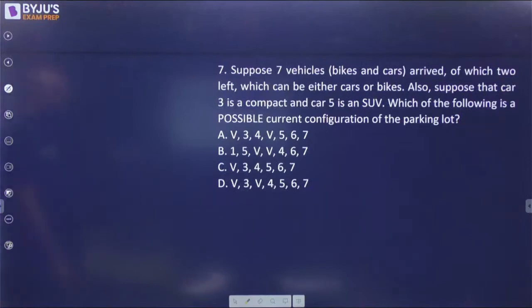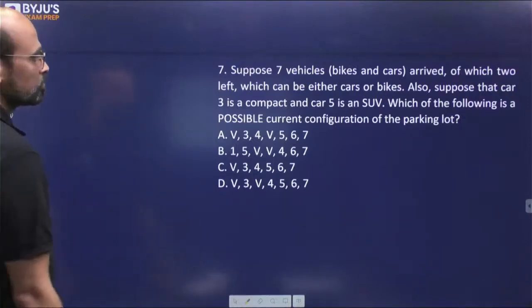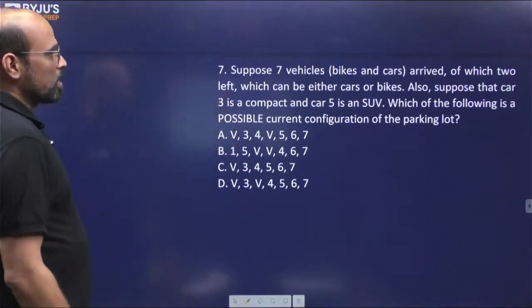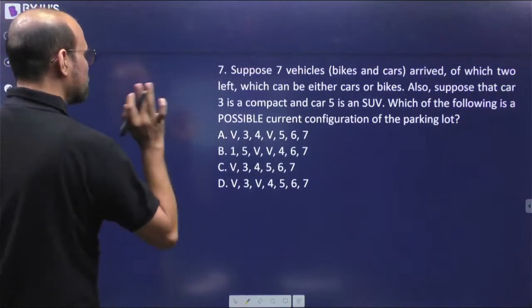Okay, next one is suppose 7 vehicles, bikes and cars arrived, of which 2 left, which can be either cars or bikes. Also suppose that car 3 is a compact and car 5 is an SUV. Which of the following is a possible current configuration of the parking lot? So कुछ भी हो सकता है. Car 3 is a compact car and car 5 is an SUV.